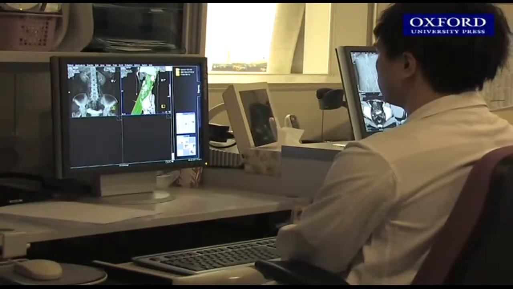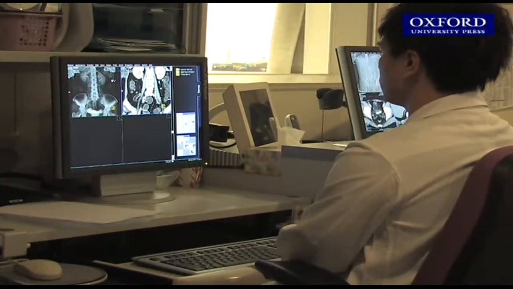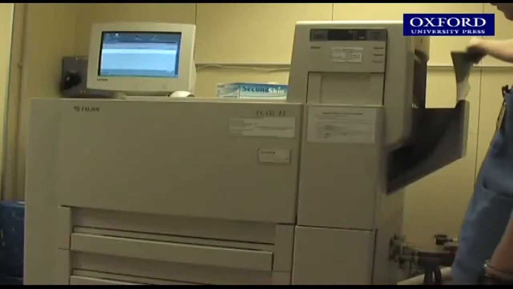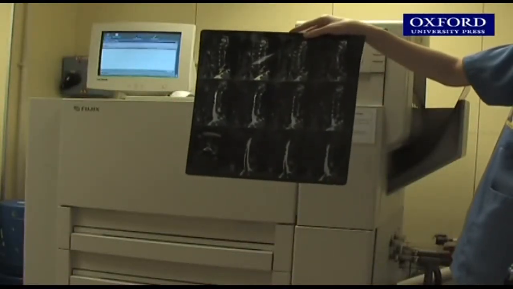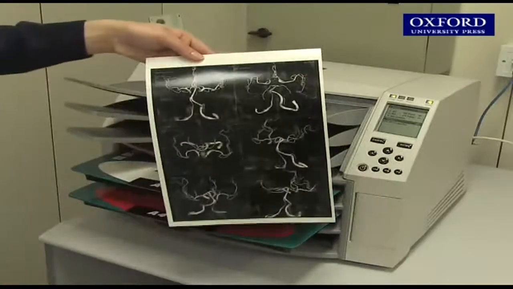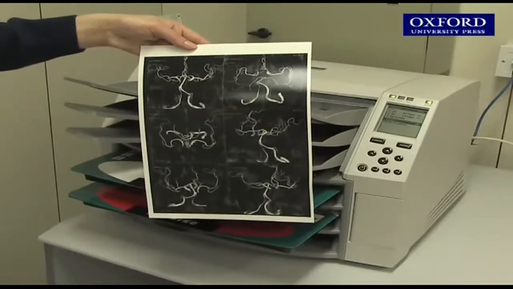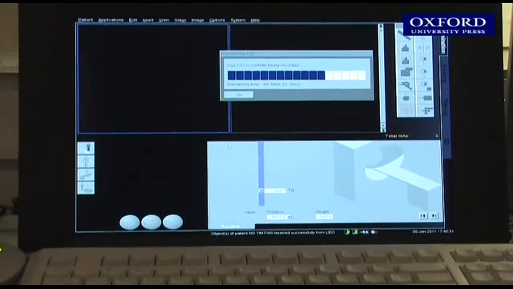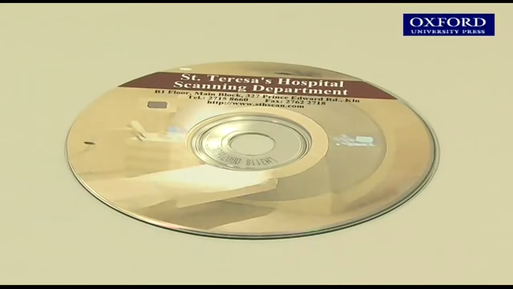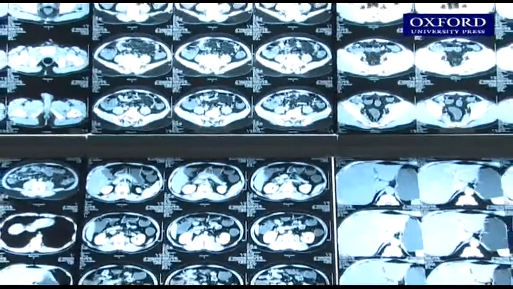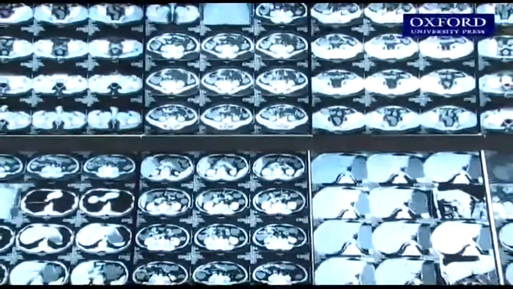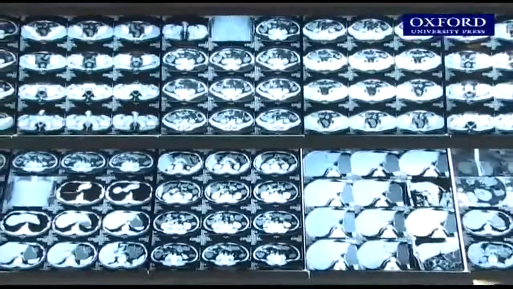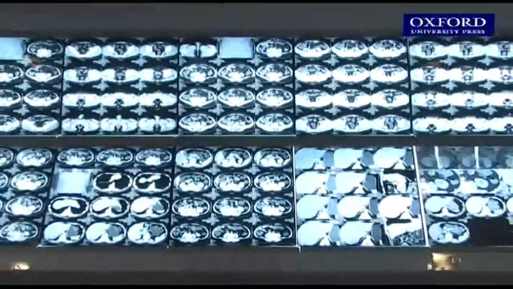The images obtained need to be processed by the radiographer. The processed images are then output as films, color prints, or CD-ROMs. The images are passed to the doctor for further analysis and interpretation. A report of the findings and diagnosis is then issued.